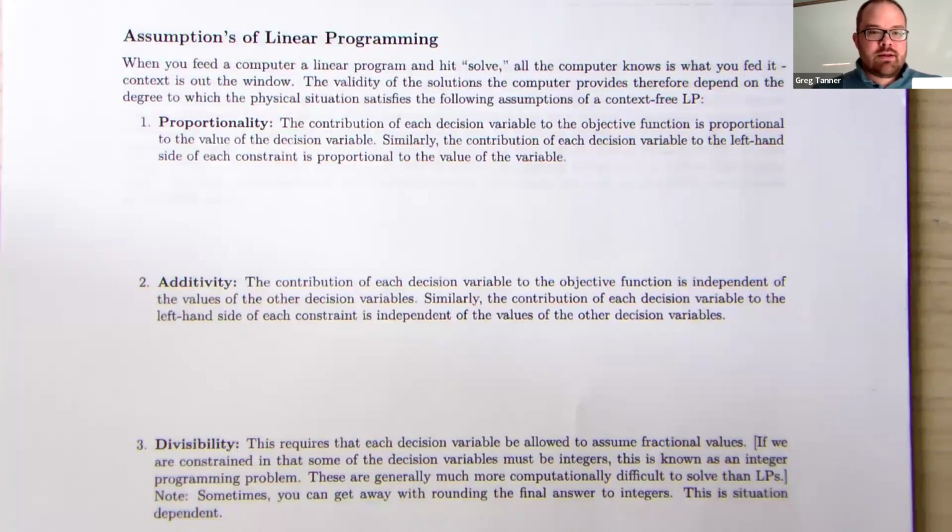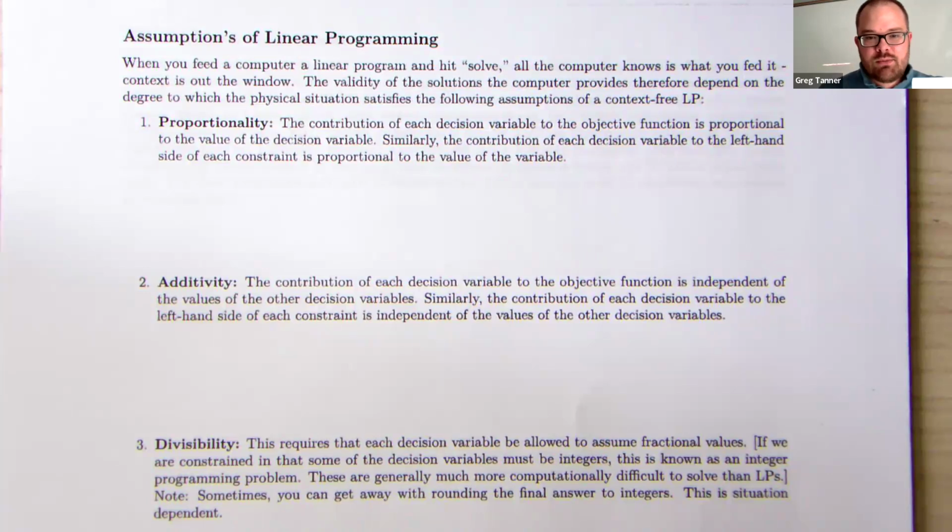To the computer, the linear program is just the decision variables and the constraints and the objective. It doesn't know about any real world connection between those variables, and it doesn't know any of the context. And so context is important. And so let's talk a little bit about the assumptions of linear programming. Your solutions that you get are only valid in the sense that your linear program or your context meets these four assumptions.